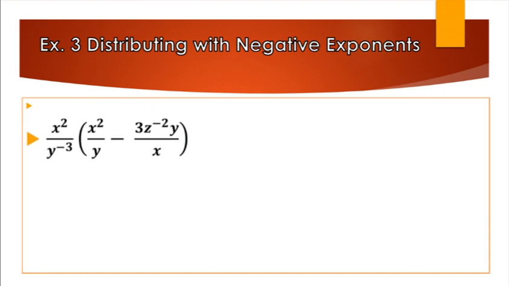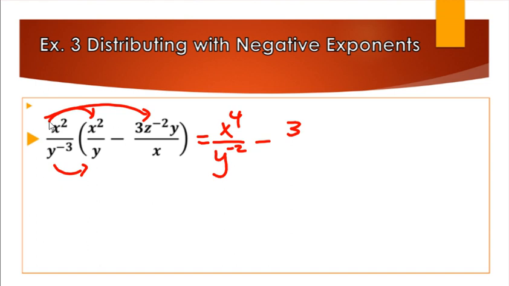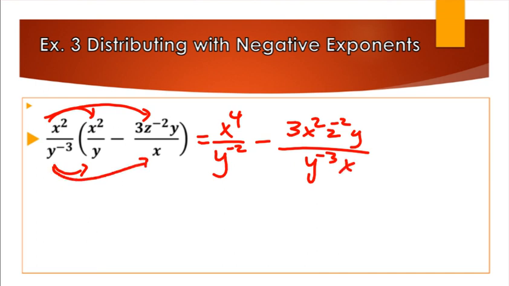I need some more. This would be x to the 4th over y. Negative 3 plus 1 is negative 2, minus x squared times 3. So you got 3 x squared, z to the negative 2nd, y over y to the negative 3rd x. Let's simplify here. We have x to the 4th y squared, that has to be in the numerator now, minus 3, this x, and 1x away from the numerator, so it's just 1x.